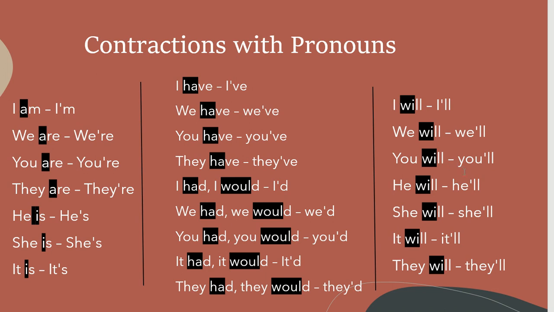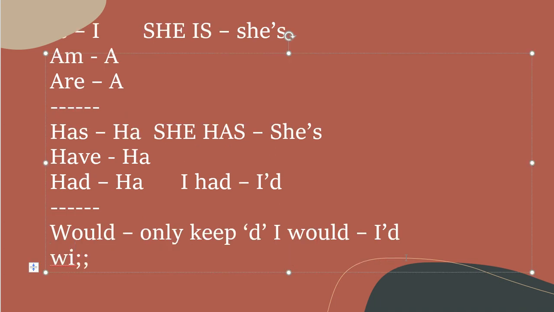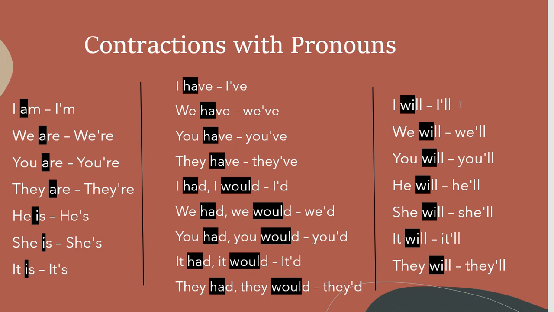Okay. Now, coming on to the third part. This is the will. It's extremely easy. In case of will, keep double L. Remove WI. Have a look. I will remove W. I removed, and at the same place I put an apostrophe. We will. W, I removed, at the same place I put an apostrophe. Okay, we will. You will. He will. She will. It will. They will. Is it fine now? Okay. So, let us move forward.